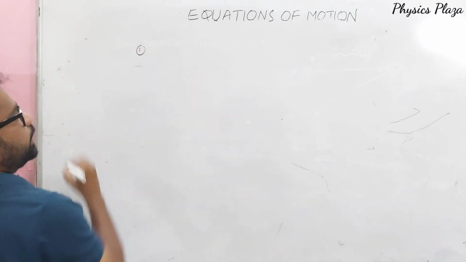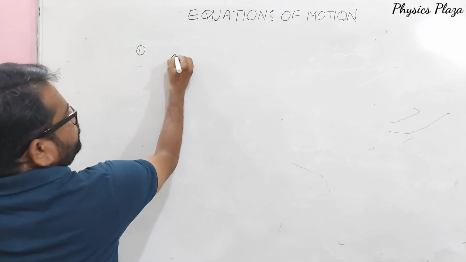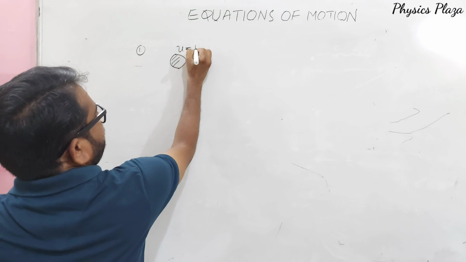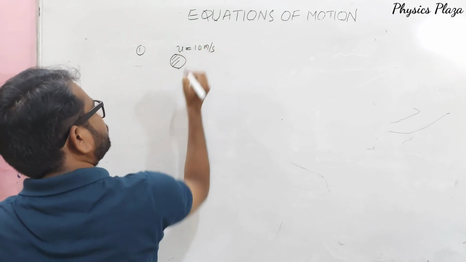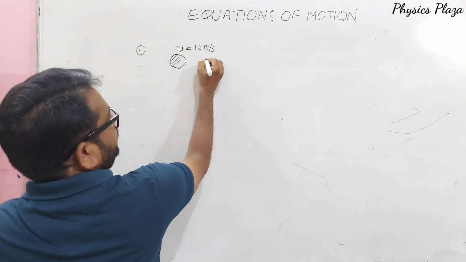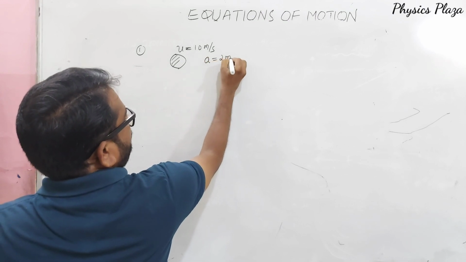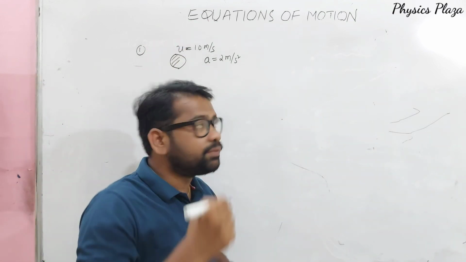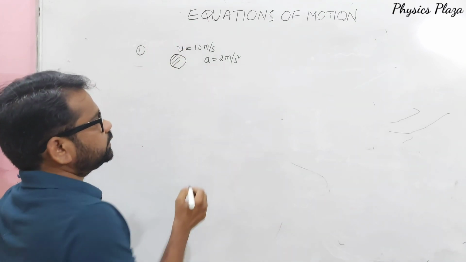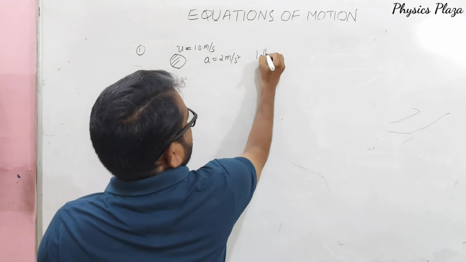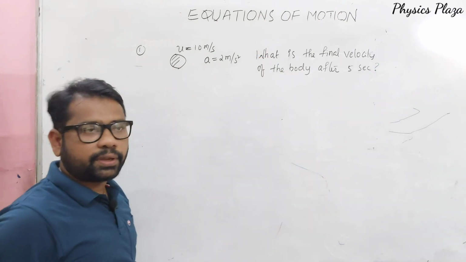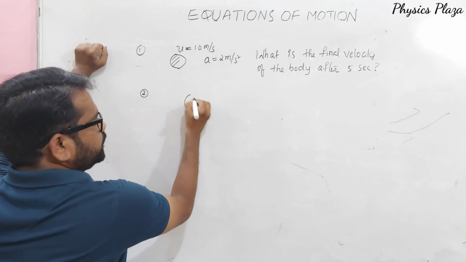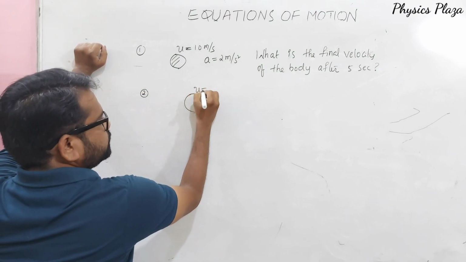The first one is, I'll give you the situation. Here is an object initially moving with 10 meter per second and accelerating with 2 meter per second square. So initial velocity is 10 meter per second and it is accelerating with 2 meter per second square. Then what is its final velocity after 5 seconds?